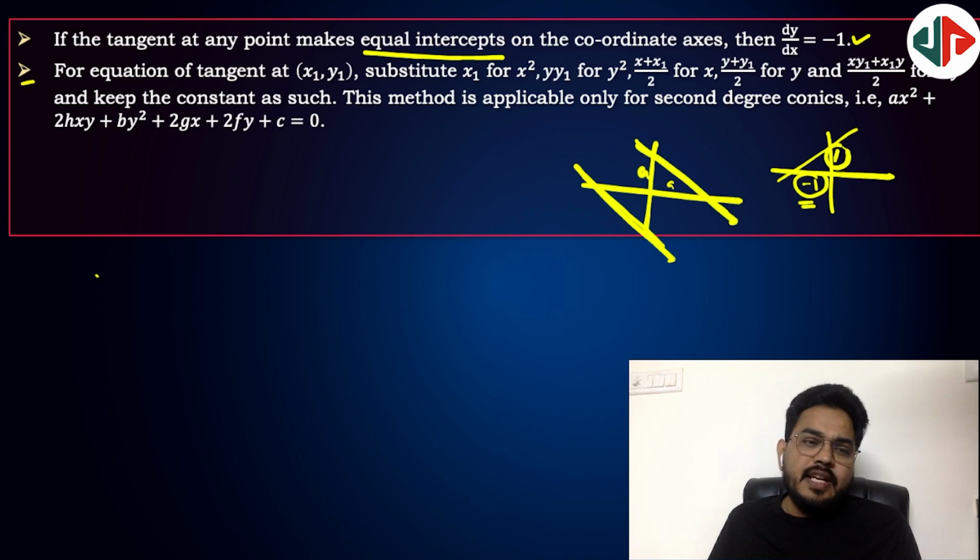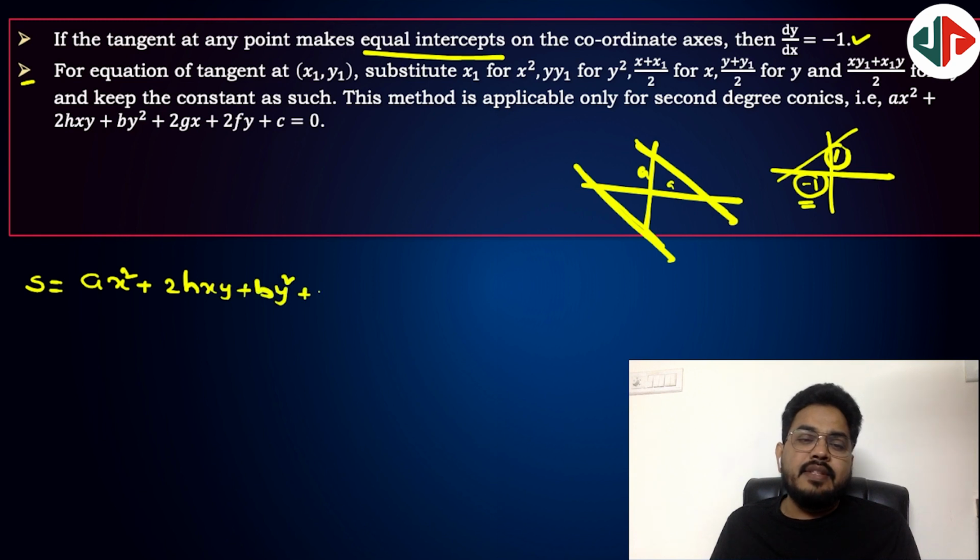A general second degree equation, we typically write S is equal to ax square plus 2hxy plus by square plus 2gx plus 2fy plus c is equal to 0. If (x1, y1) is a point on this curve, we will be getting S11 is equal to 0. Typically, you know this notation.